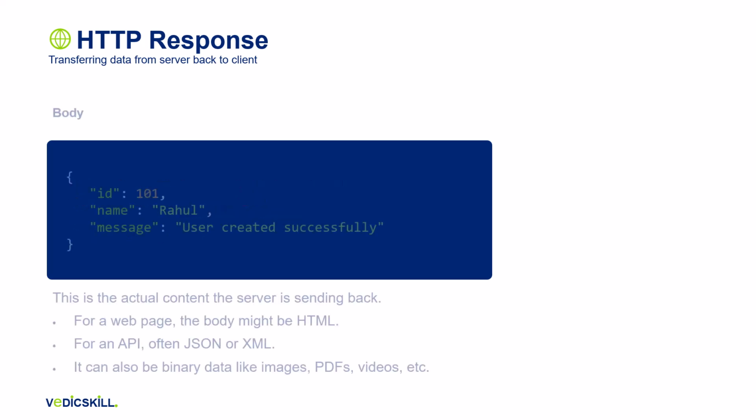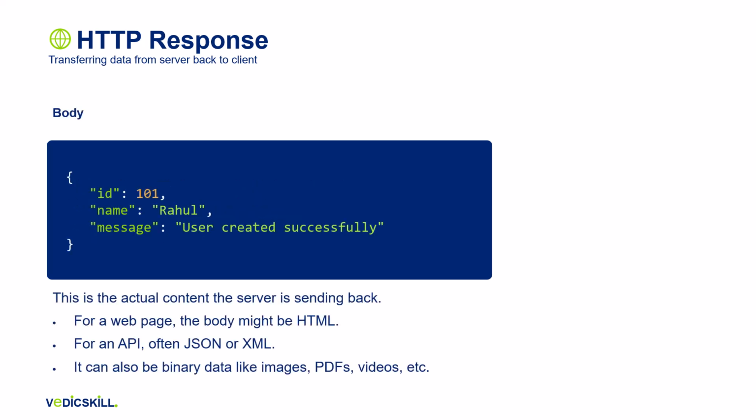And the next main part is the response body. Just like the body in the HTTP request, it also carries the main data. The body in the HTTP response is the actual content the server is sending back to the client. It could be a web page, an API or JSON data, or some binary data like images, PDFs, videos, etc. And what you're seeing here is simple JSON data, where the content type is application/JSON.